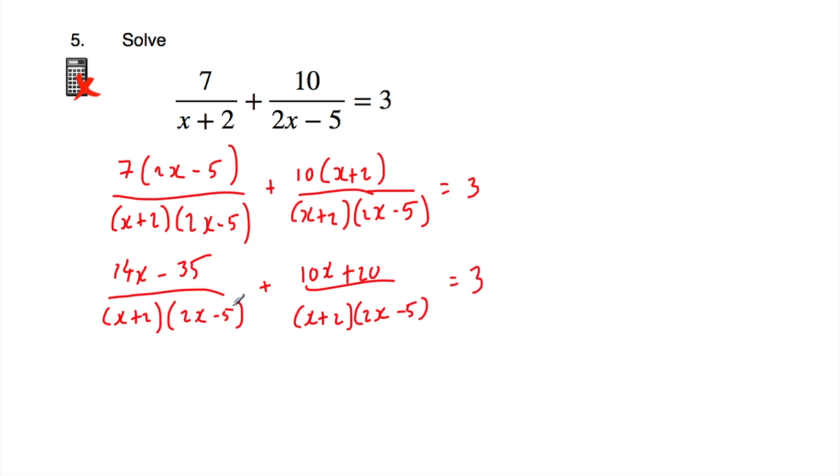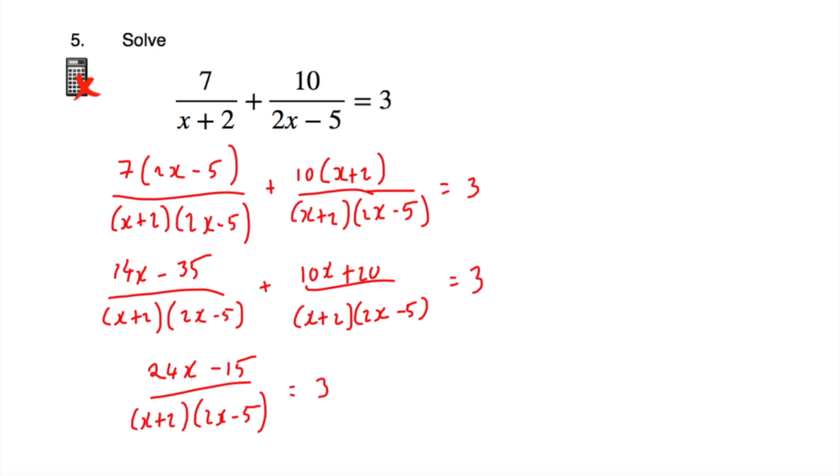Okay, so we've now got two fractions with the same denominators, and we've expanded the numerators. So let's add the numerators together. So we've got 14x plus 10x, which would be 24x. And then we've got minus 35 plus 20. If we've got minus 35 and we add 20, we're going to go back up 20, so it's going to be minus 15. And then that's all over x plus 2 in one bracket and 2x minus 5 in the other bracket. And then that equals 3. So we've just added together what we had on the numerators.